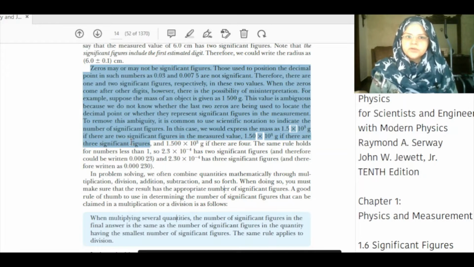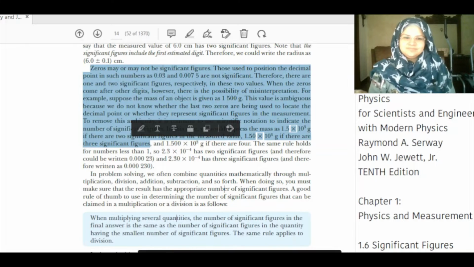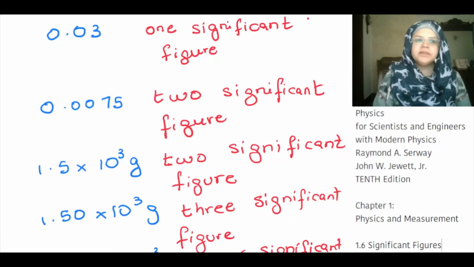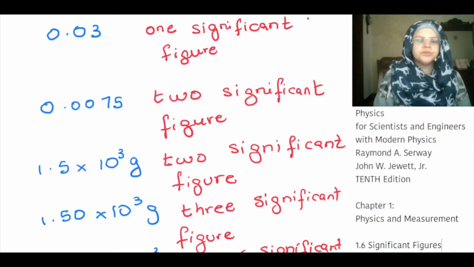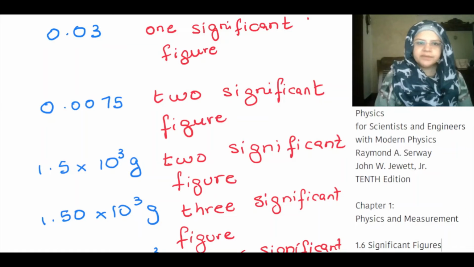The same rule holds for numbers less than 1, so 2.3 × 10^-4 has two significant figures and therefore could be written 0.00023, and 2.30 × 10^-4 has three significant figures and therefore is written as 0.000230. The 0 after the decimal is not a significant figure, as 0.03 is just one significant figure. 0.0075 has two significant figures.